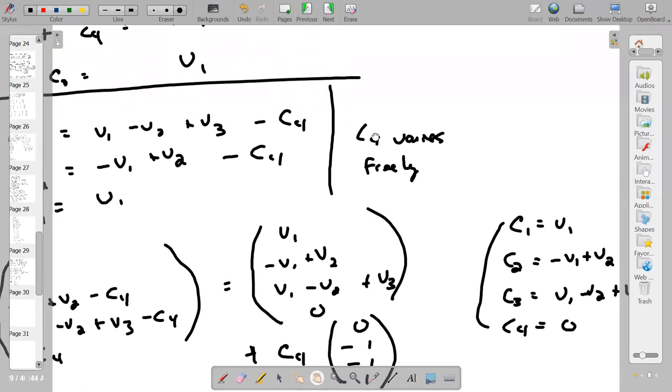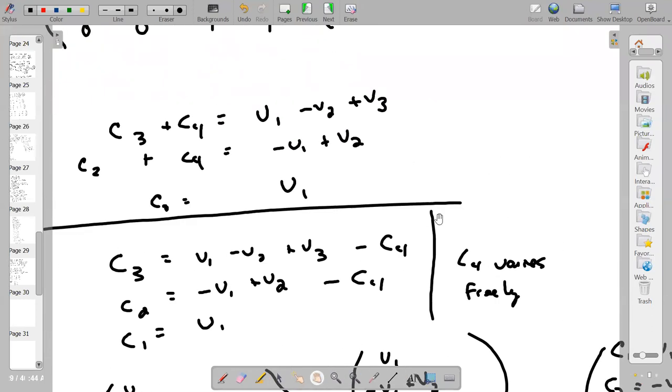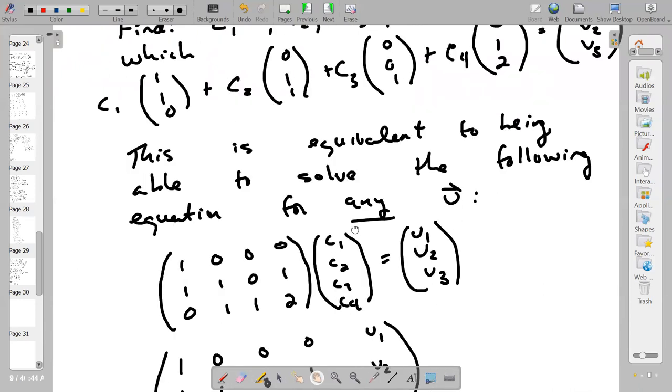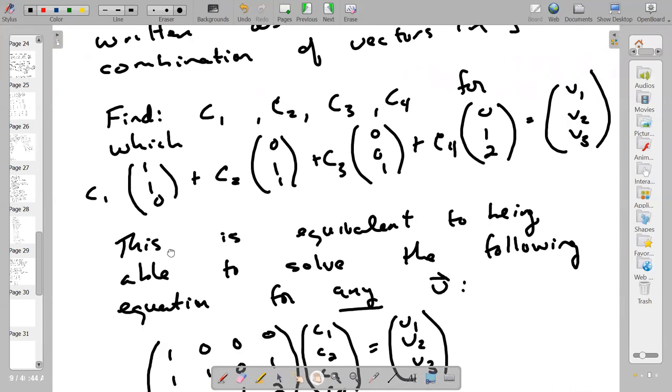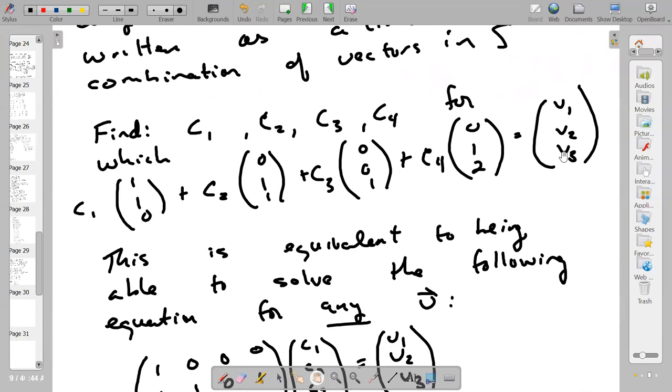The original problem was to find values. So we have a vector v, and we wanted to find values c1, c2, c3, and c4 which solve this equation. Another way of saying that is we're finding values c1, c2, c3, and c4 which exhibit the vector v as a linear combination of these four vectors.